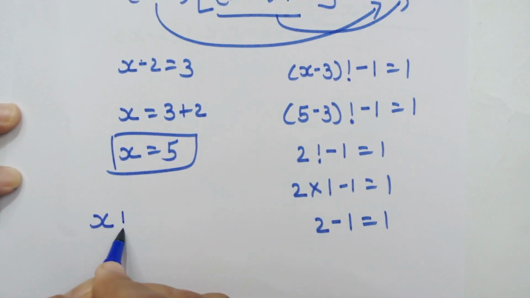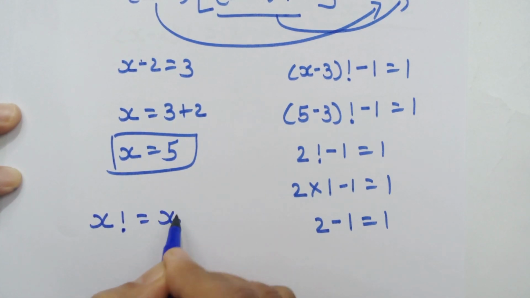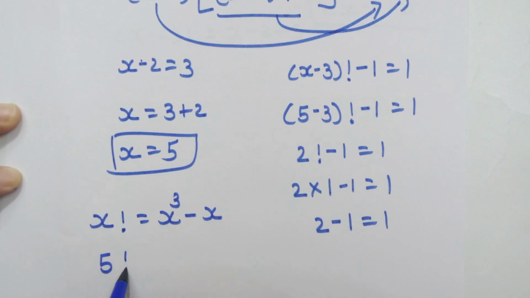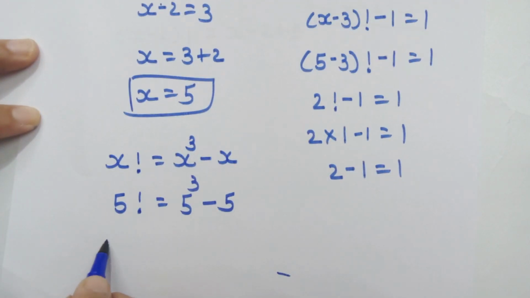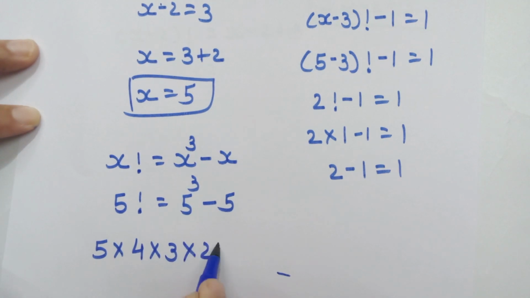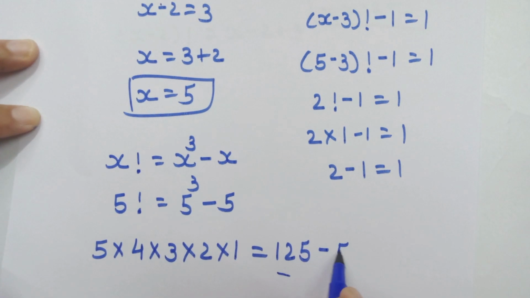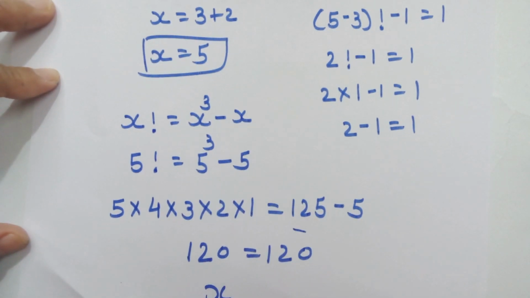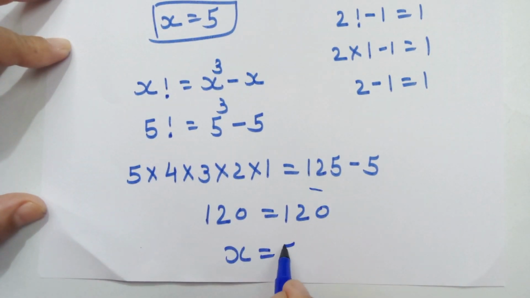And the main equation is x factorial is equal to x cube minus x. So 5 factorial is equal to 5 cube minus 5, and 5 factorial is 5 into 4 into 3 into 2 into 1, is equal to 125 minus 5. Okay, so 120 is equal to 120. So x is equal to 5 is the correct answer.